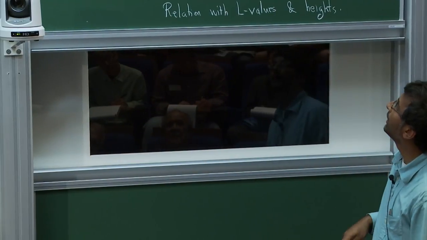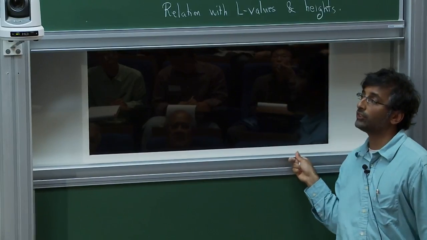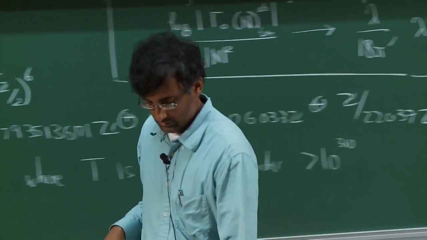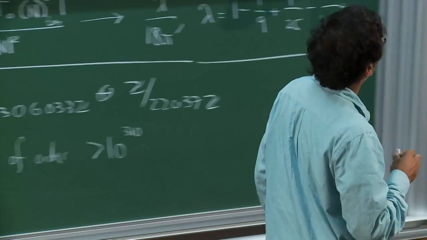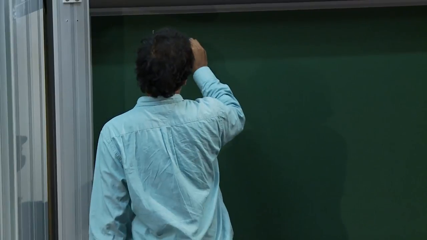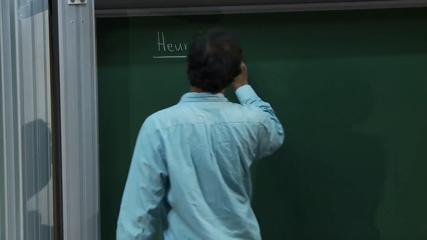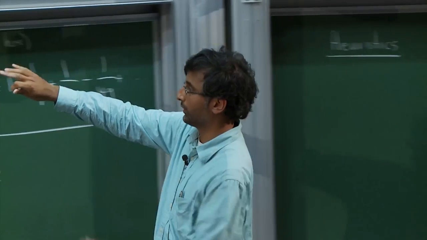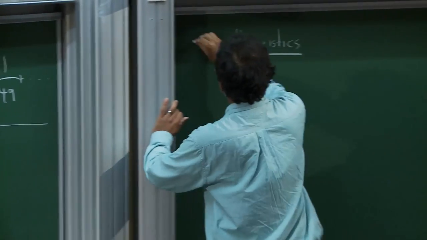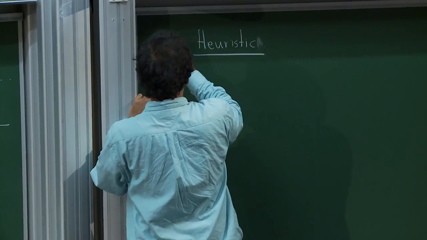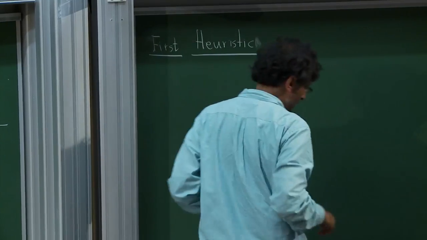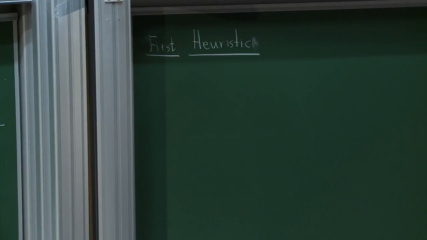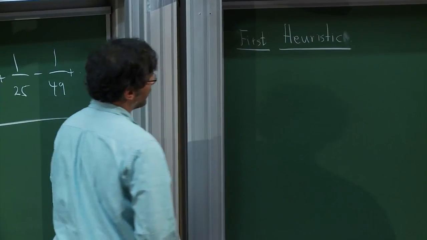All right, so that's the plan of the lectures, and for the rest of today, I want to talk about heuristics as to why we might expect this kind of phenomenon. I'm going to say two different heuristics as to why you expect this thing to behave this way. So let's say first heuristic. The heuristic is pretty simple-minded, and I'll discuss it for a little while, including some ways in which it's not right.